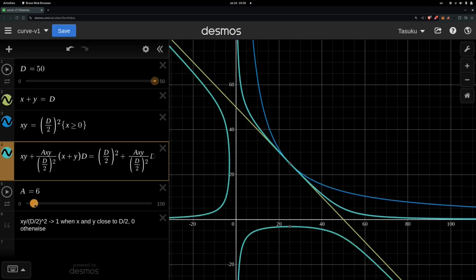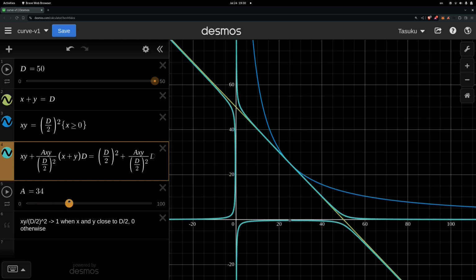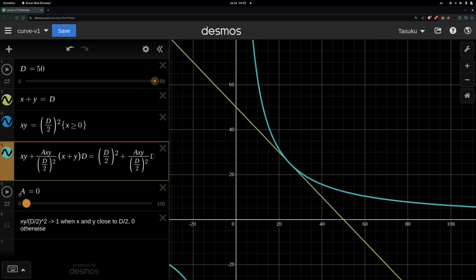If we increase a, now we get a curve that looks like Curve's V1 curve. And if we increase this a parameter, it looks like the constant sum. And if we decrease it, it looks like the constant product. So what we just did was recreate Curve's V1 equation, starting from constant product and constant sum.